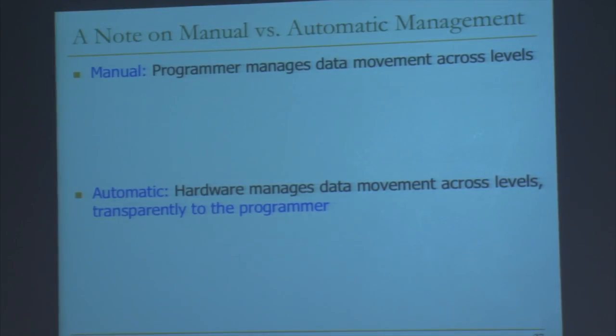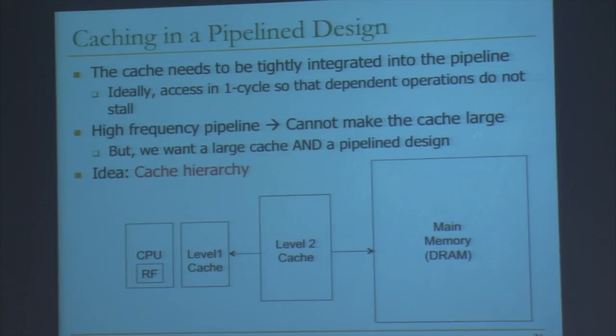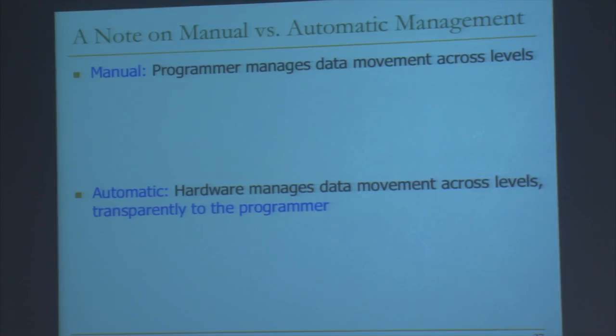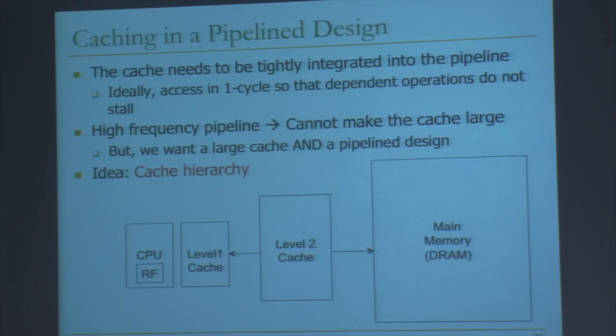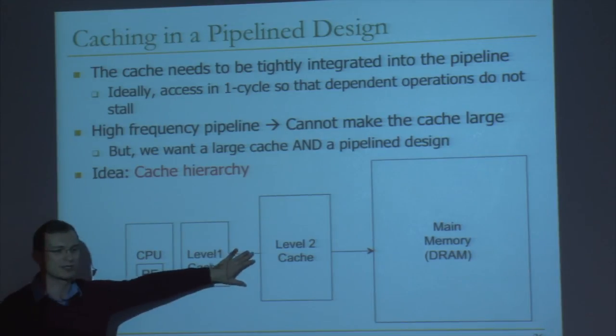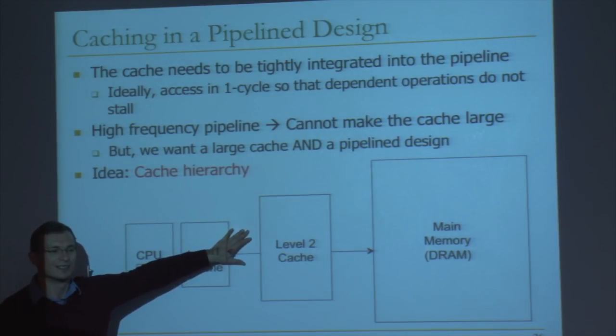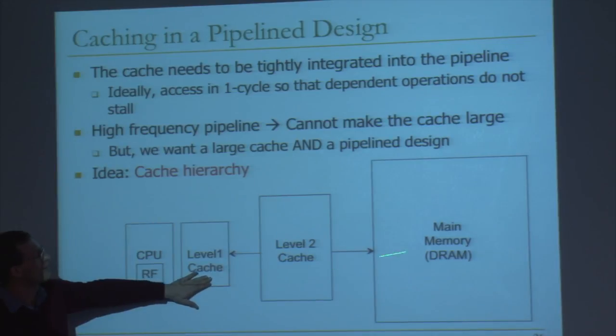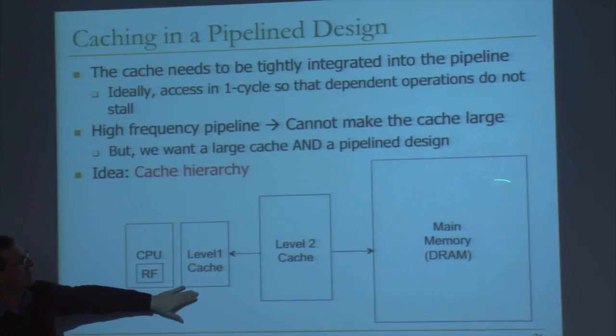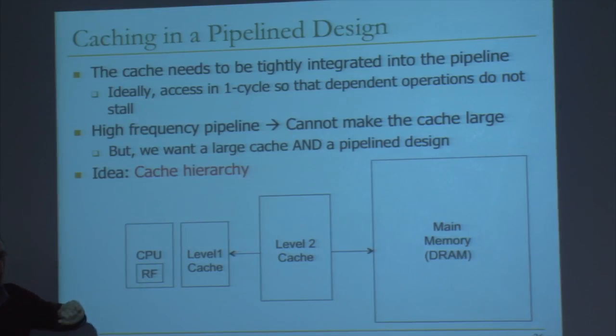OK, a little bit on manual versus automatic management. Whenever we talk about caches, we implicitly talk about automatic management. What is manual management? Basically, a programmer manages data movement across these levels. If that's the case, these are usually not called caches. They're usually called something like scratchpad memories, because they're programmer visible, and the programmer says, take the data from this main memory, put it into this level X memory, for example, or scratchpad.